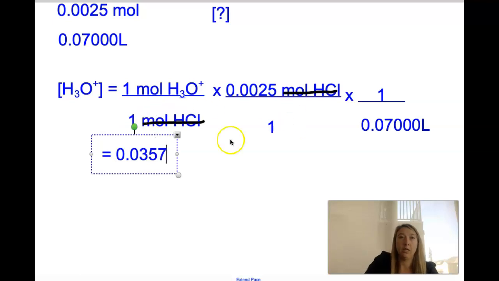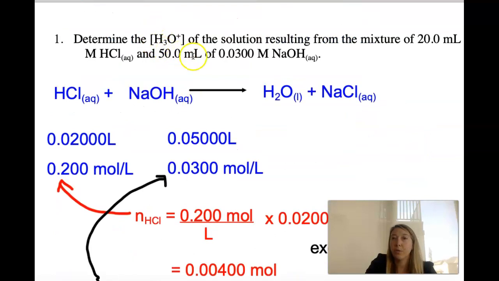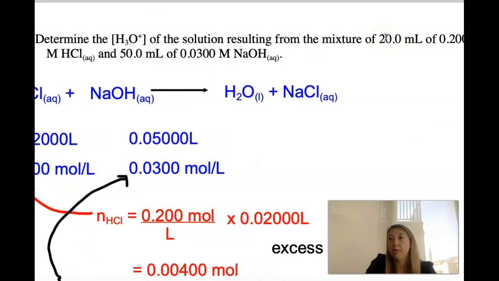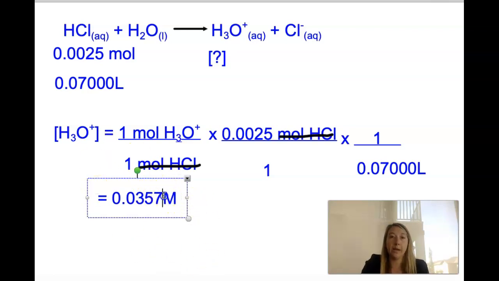I'm going to come up with 0.0357. How many significant digits can I have? Let's go all the way back up. So 3, 3, 3 goes off, but also 3. Okay, so 3 significant digits, so 0.0357. That'll be moles per liter, or you can use the capital M.